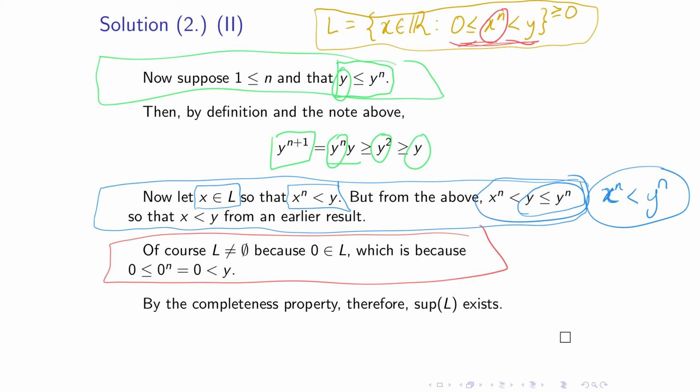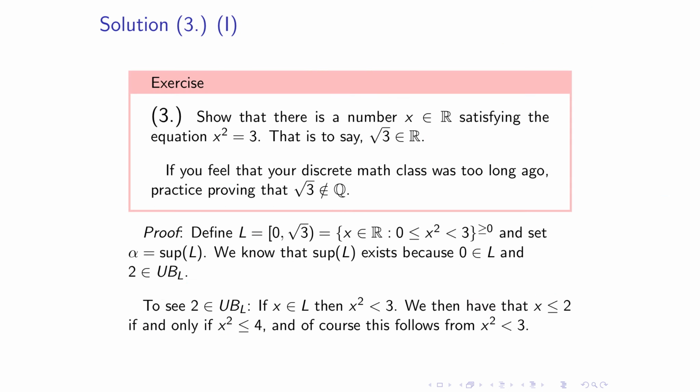Now, this is a strict inequality. We proved it for an inclusive inequality, but proving it for strict inequalities would be rather straightforward. So I'm going to assume that the viewer can prove that if they need it proved, but I'm just going to help myself to the result and say that since x to the n is less than y to the n, therefore x is less than y. And that demonstrates that y, as I claimed, is an upper bound on the set L. Finally, by the least upper bound property, or the completeness property, the supremum of L must exist.